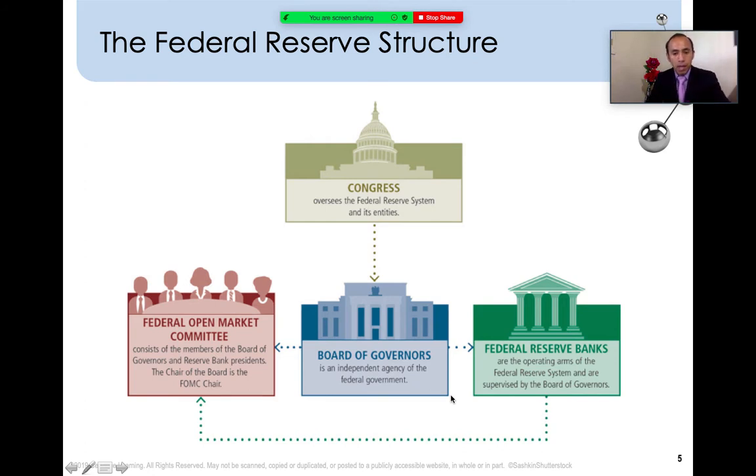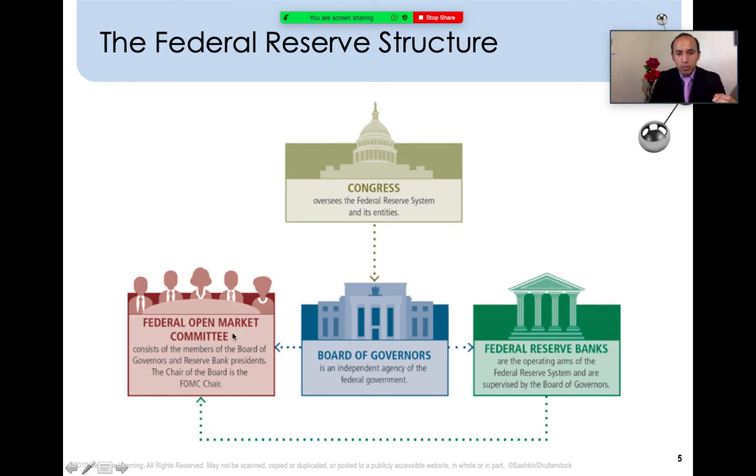The Board of Governors consists of 7 appointed individuals by the U.S. President, and within the federal institutions also representatives of the Federal Reserve. Now, the Federal Open Market Committee consists of members of the Board of Governors and other members of the Federal Reserve banks, typically the presidents of the Federal Reserve banks, and the chair of the Federal Open Market Committee is typically the chair of the Board of Governors as well, when we're looking at the structure of the Federal Reserve.